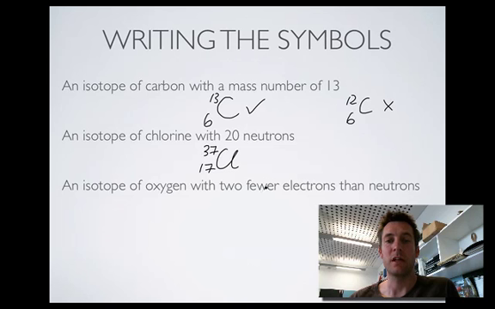This one's a bit trickier because they've told us it in terms of electrons, so we've got to remember that the electrons in an atom will be the same as the number of protons. Okay, so we're talking about oxygen with an atomic number of 8 always. That means that oxygen has 8 electrons. It doesn't matter what isotope of oxygen we look at, it's always got 8 protons, it's always got 8 electrons. So if it's got 8 electrons and there's 2 fewer than neutrons, then there must be 10 neutrons. And if we add those 10 neutrons to the 8 protons, we've got a mass number of 18.